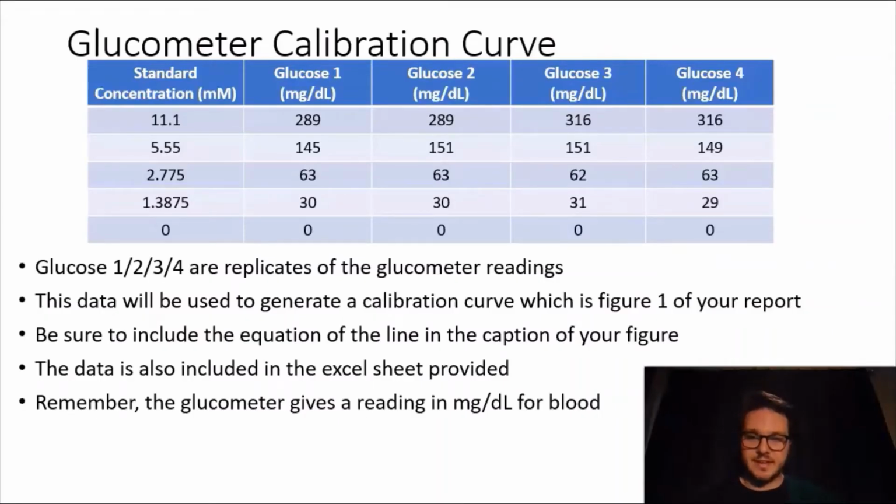So first, this data here is given to you in the Excel sheet on T2L, so you don't have to copy it off this slide, just work directly off the Excel sheet. So why do we make a calibration curve? Our glucometers are meant to read glucose in human blood, not in media. So we need a calibration curve to get an accurate measurement of glucose in media. We have 4 replicates of our curve measurements, and you will need to take the average of these and compare it to the known standard concentrations. This data will be used to make figure 1 of your report, and make sure you include the equation in the figure caption of your report.